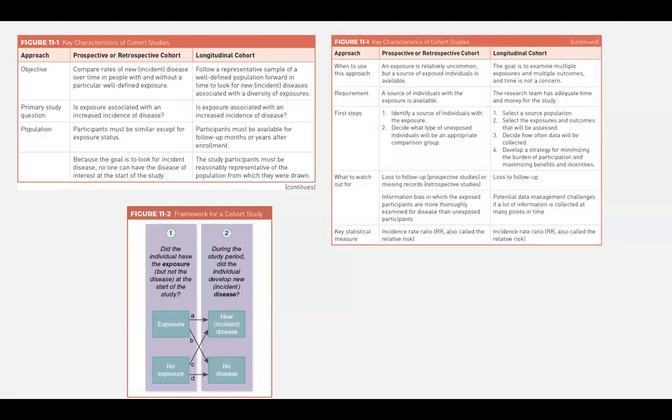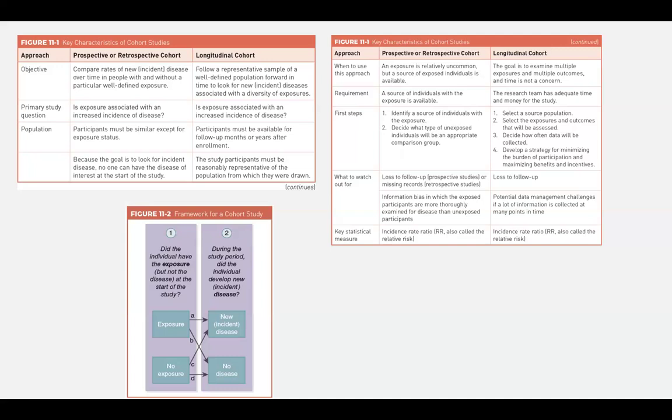So we're trying to compare rates of new diseases over time in people with or without a well-defined exposure, right? So we're looking to see how does that exposure lead to disease over time? Because the idea is that everybody at the start should not have the disease or the outcome of interest. What do we want to watch out for?